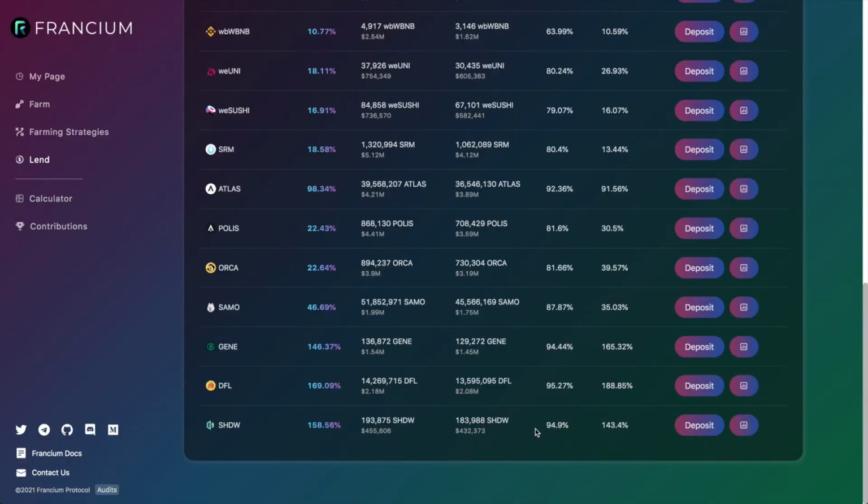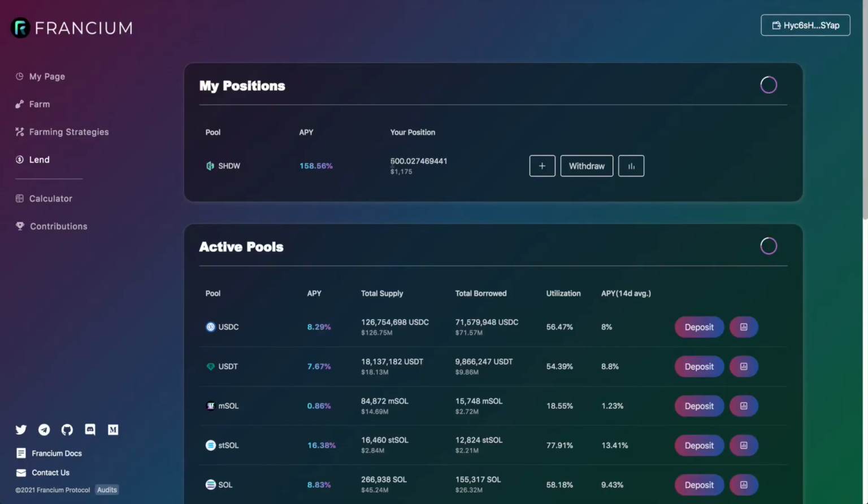But the benefit is you don't have to worry about impermanent loss. If you think the price of Shadow is going to double, triple, quadruple, maybe go up even more than that, you might want to do this because you can potentially still get 158% interest or APY on your tokens while not having to worry about impermanent loss. So it's kind of like the best of both worlds. I actually will show you that right now.